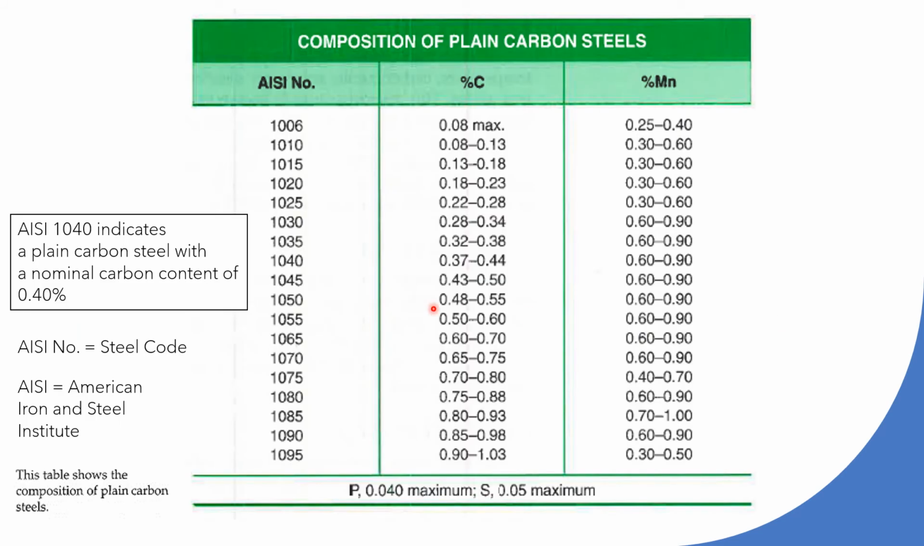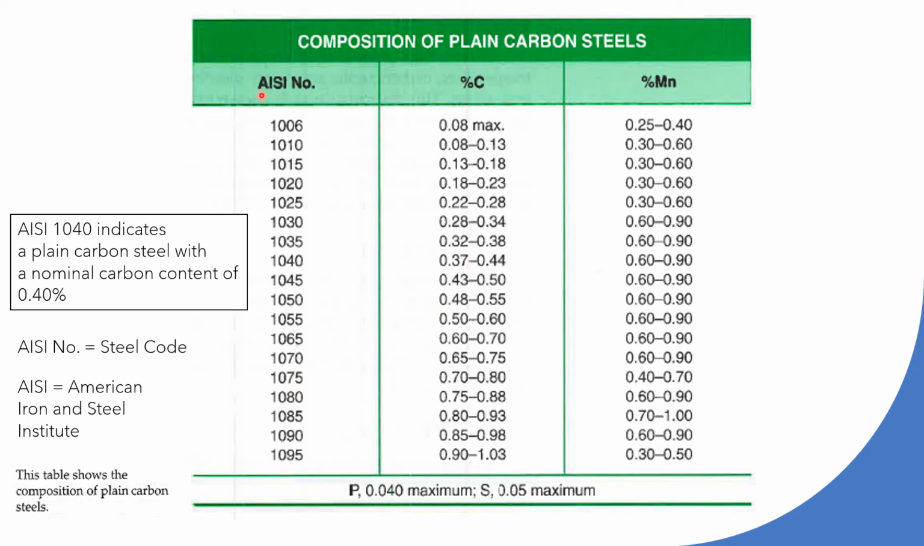Okay, now let's introduce you to AISI. This is the American Iron and Steel Institute code 1040. It tells you it's plain carbon steel with a nominal carbon content of 0.40%. When you're doing purchasing, we go with a code and we call that the steel code. Nobody says AISI number. Outside, everybody says steel code, and this is it.